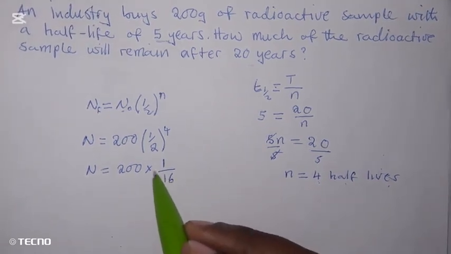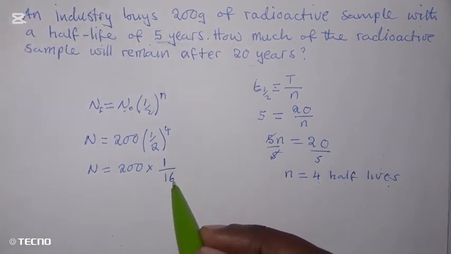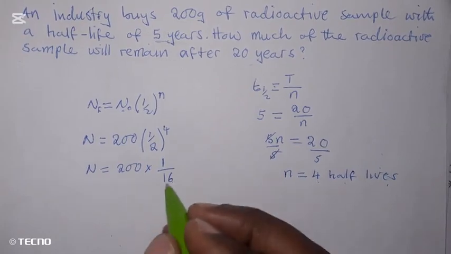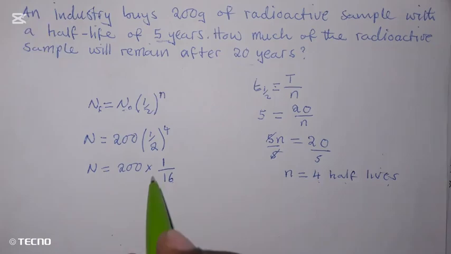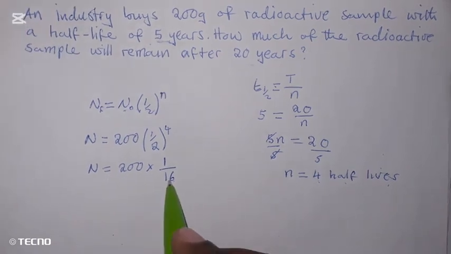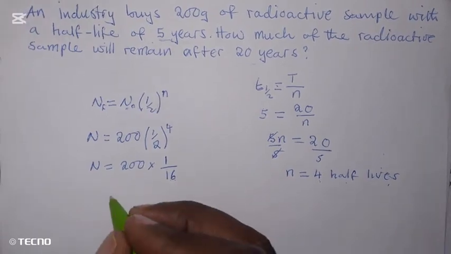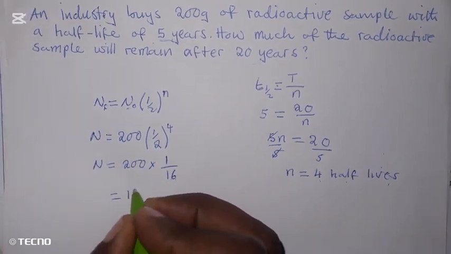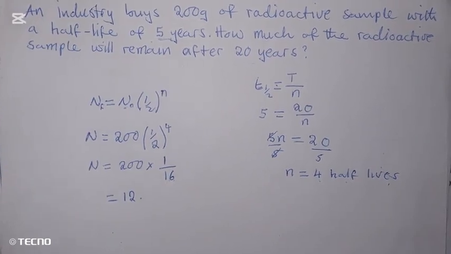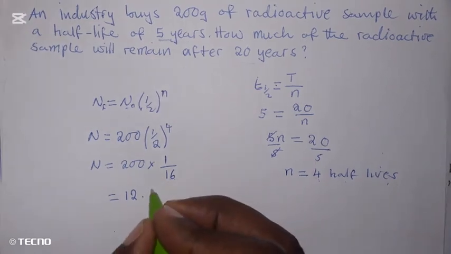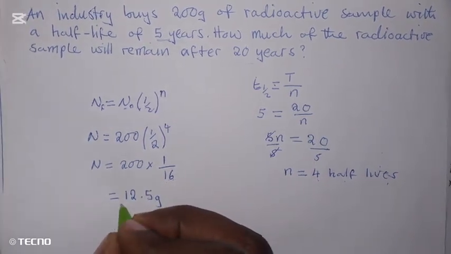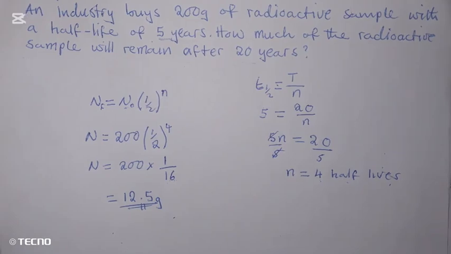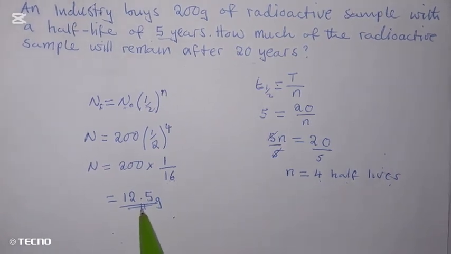So we look for a number that can go into both. 16, how many times can 16 go into 200? Here we simply divide this one into this. You can use a calculator. So using a calculator here, this into this, we are going to have 12.5 grams. So this is the amount that will remain after 20 years.